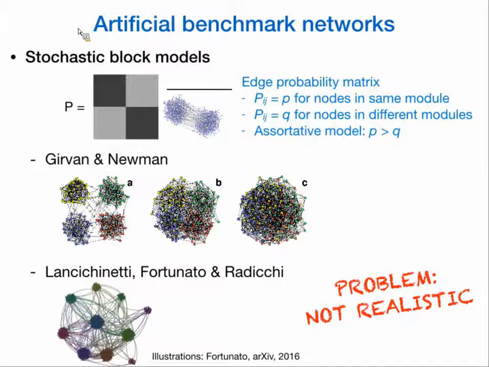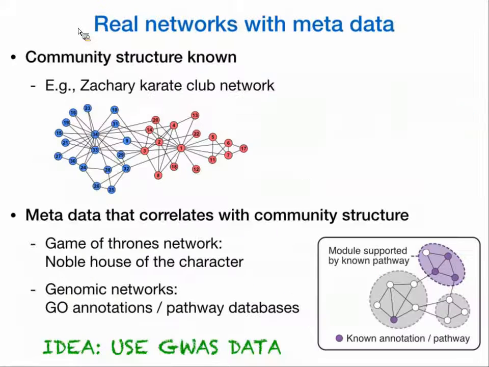Previous studies mainly used artificial benchmark networks. You can use stochastic block models, where you have an edge probability matrix to generate a network, where the probability of edges between nodes in the same module is higher than for nodes in different modules, and you can generate benchmark networks like this. You can generate them with different structures, like here where they have different sizes for these communities, so you can try to make them more realistic. But of course, in the end, biological networks will never really follow this stochastic block model.